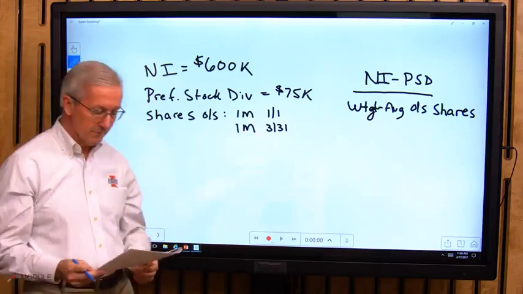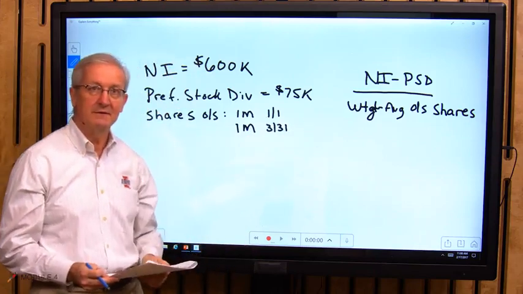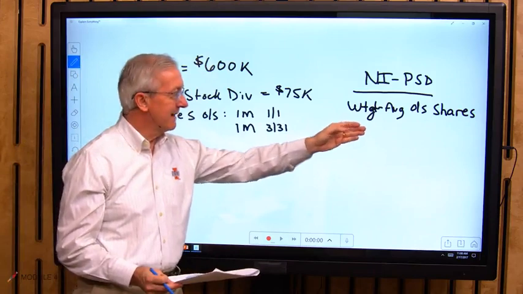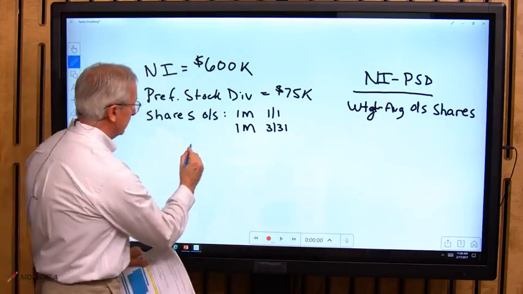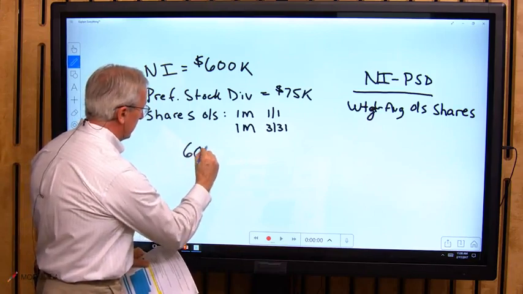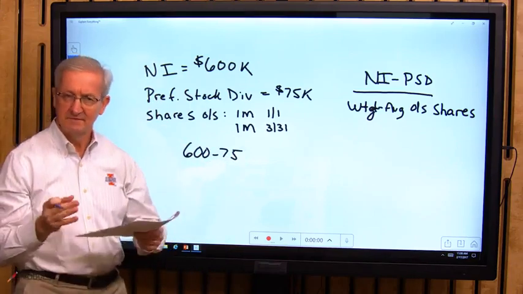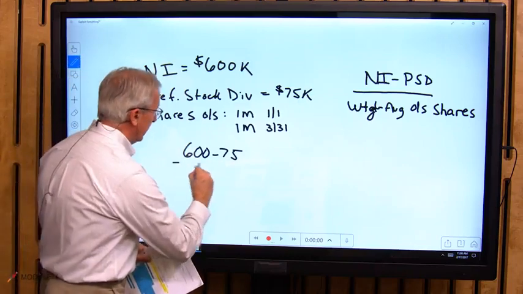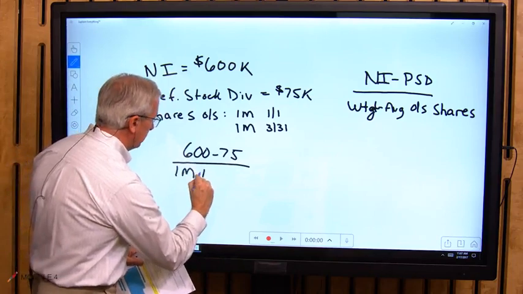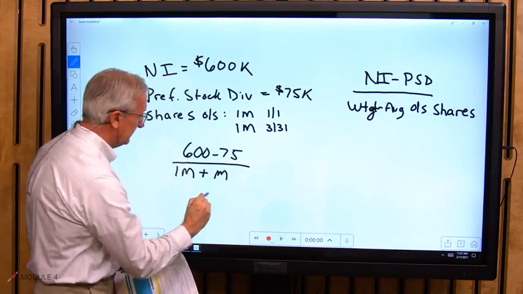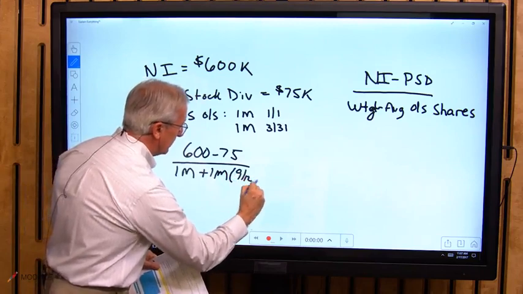So keep in mind, for a primary earnings per share, it's net income minus those preferred stock dividends divided by the weighted average of outstanding shares. So if we walk through the math of this, it would be the net income of 600 minus the 75, which gives us 525,000 available for our shareholders. And then our weighted average would be the 1 million that we start with, and then basically the million shares that we have for 3/4 of the year.